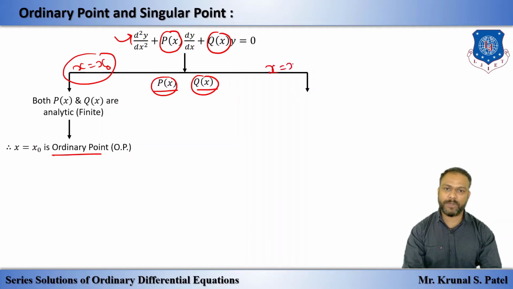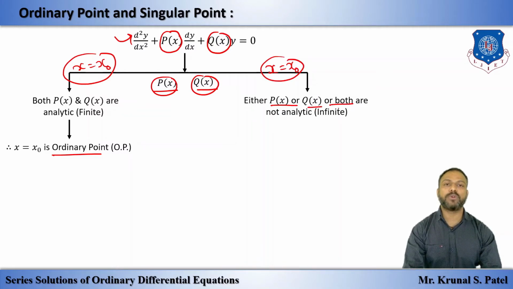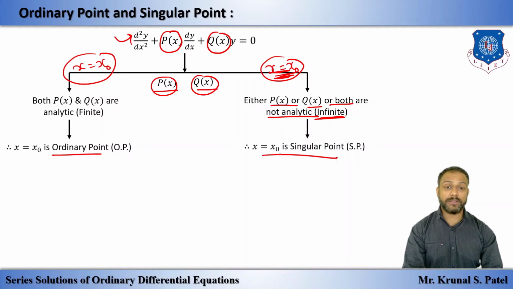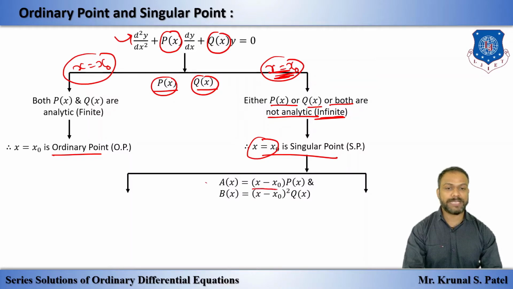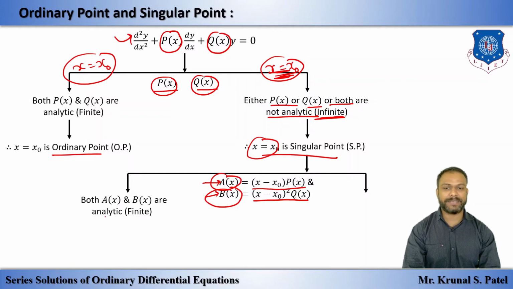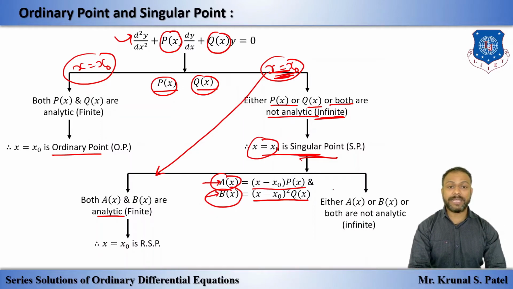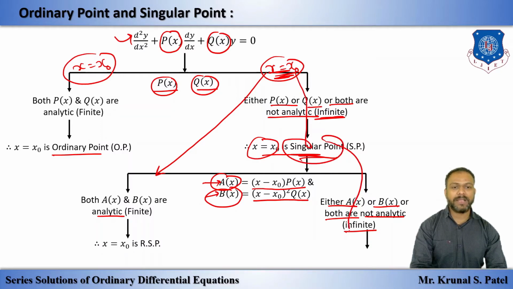But if at the same point x is equal to x0, either p of x or q of x or both are not analytic, that means infinite, then this point x is equal to x0 is called a singular point. Now if this point is a singular point, we have to check whether it is regular singular or irregular singular, that means RSP or ISP. For that we have to find these two values, x minus x0 into p of x and x minus x0 whole square into q of x, which I denote by a of x and b of x. So if a of x and b of x both are finite or analytic, then this point x is equal to x0, which is singular, becomes a regular singular point. And if either a of x or b of x or both are not analytic, that means infinite, then that singular point becomes an irregular singular point.